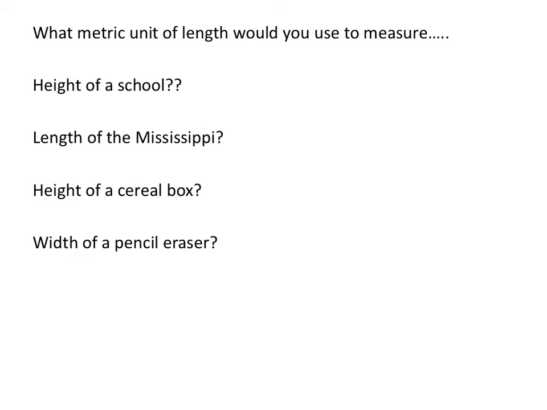So now let's look at some examples, because these are areas that you might not think about, to look at what metric unit we would use to measure these different objects. So if we're looking at the height of a school, the best measurement would probably be meters, because a kilometer, if you think about 6 city blocks, would be too big, and things like centimeters and millimeters would be way too small. The length of the Mississippi, because you're thinking about it measuring in miles, would be kilometers.